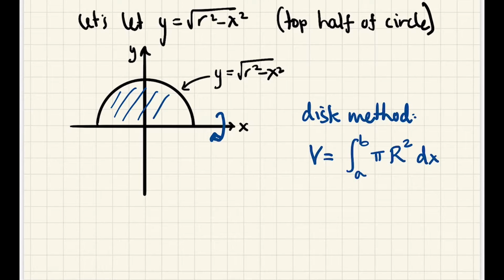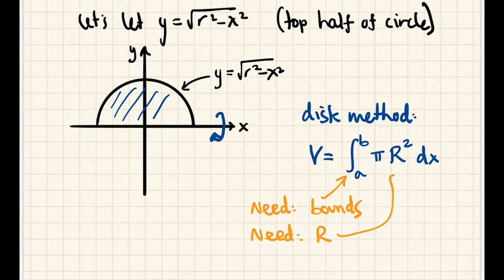So we're going to need to know the bounds, and we're going to need to figure out what capital R is. Well, the bounds are simple enough. This is a circle of radius r, which means that's negative r right there, and that's positive r. So clearly our integral is going to run from negative r to positive r.